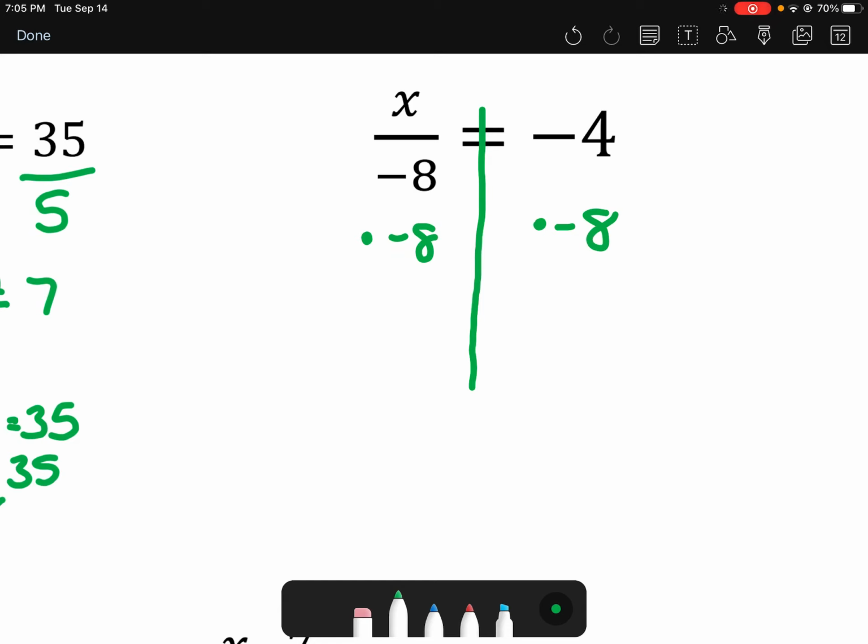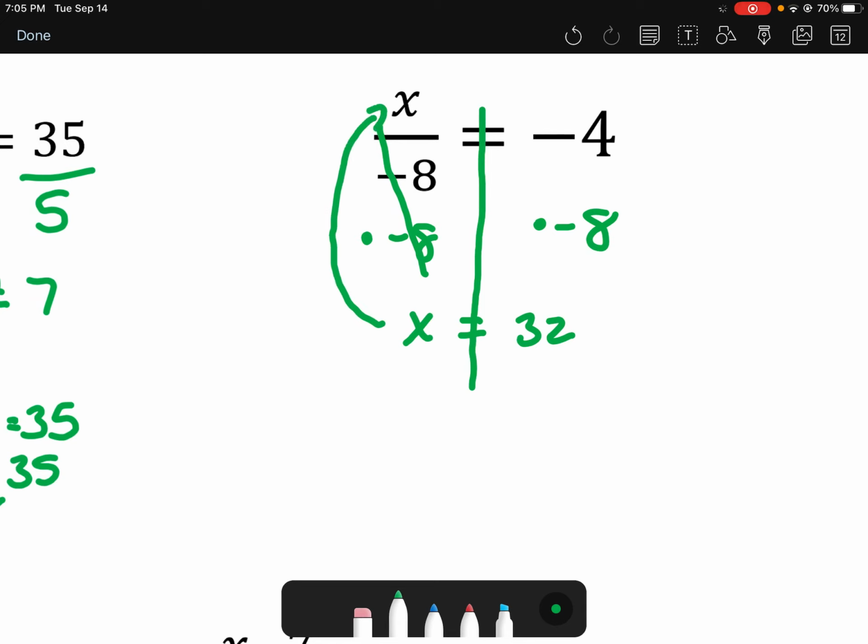By multiplying by negative 8, these two cancel out on my left, giving me x all by itself. On the right side, I have negative 4 times negative 8, or 32. x is by itself. I have x is equal to 32. I do need to check though.